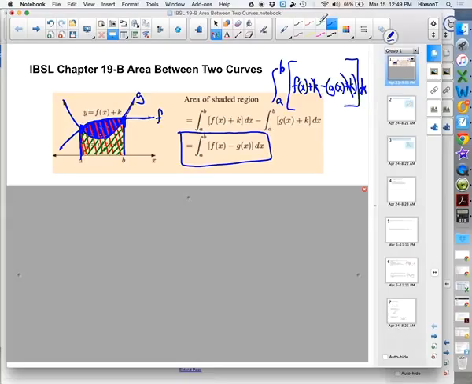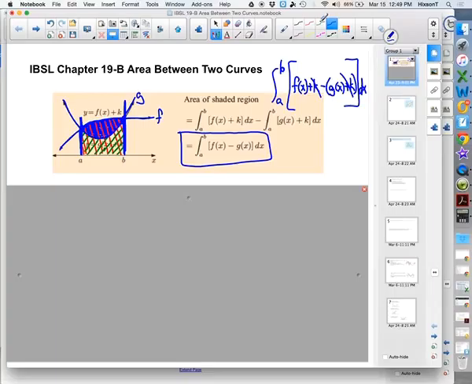Now, I want you guys to try to come up with how we're going to determine what a and b are and what f of x and g of x are. First of all, what are a and b? The two endpoints, the x-values where they intersect. Okay, good. They're the intersection points of my two functions. They're the endpoints of this region that I'm trying to find, but this region is defined by intersection points.